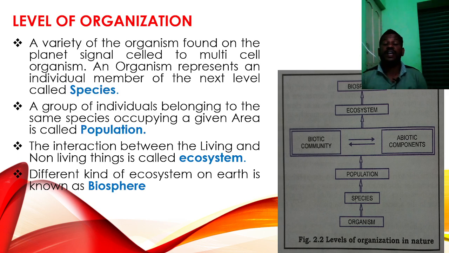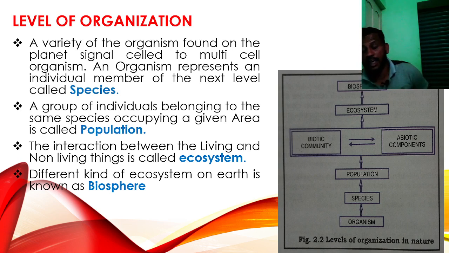And the different kinds of ecosystems present on the earth are known as the biosphere. It means different ecosystems: the aquatic ecosystem is different, the terrestrial ecosystem is different, the aerial ecosystem is different. These different ecosystems are known as the biosphere.